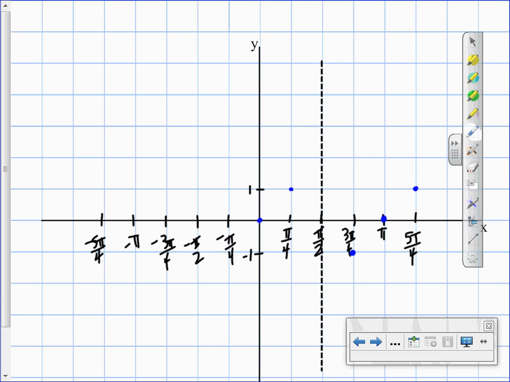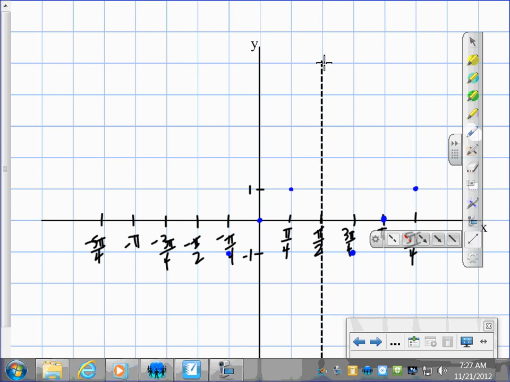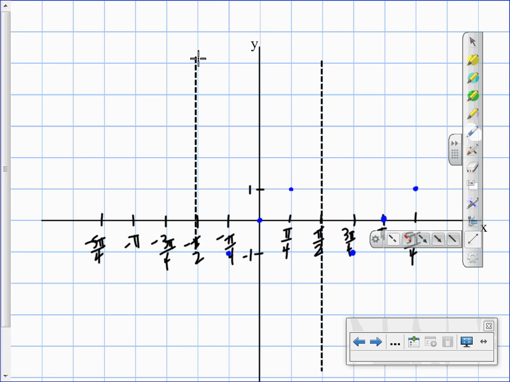Let's go back the other way. At negative pi over 4, we got negative 1. And then at negative pi over 2, we had an undefined situation, which is an asymptote. At negative 3 pi over 4, we got positive 1, and then 0, and then negative 1. And seeing as how we have space, we might as well go ahead and draw the next one, which would be another asymptote right here, and then again right here.